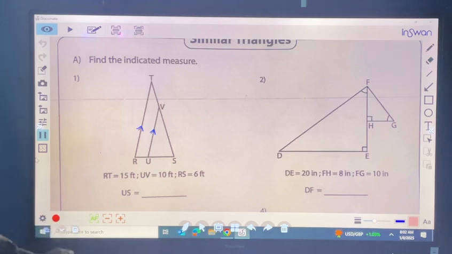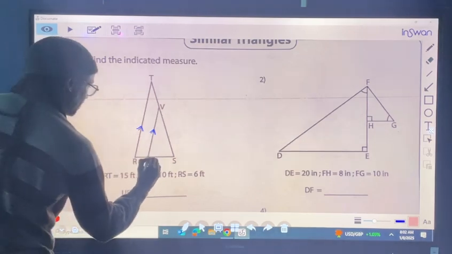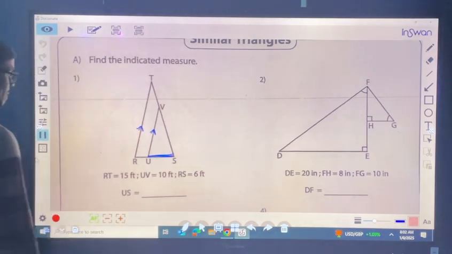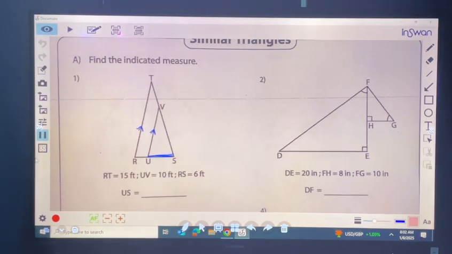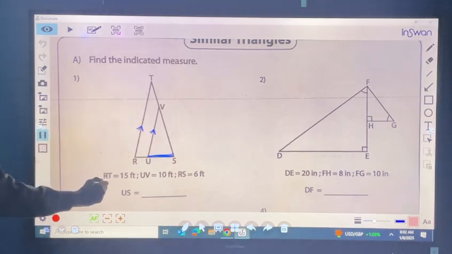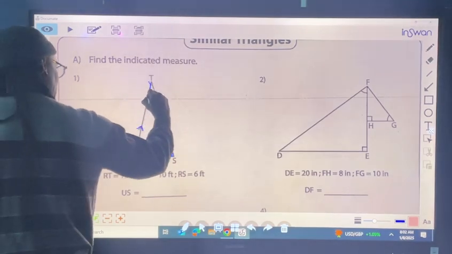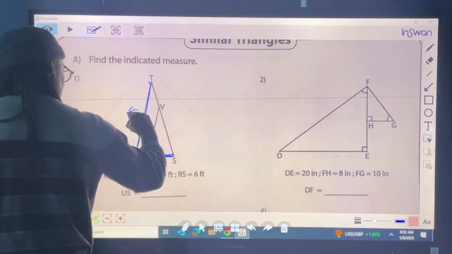So let's see what everything they gave us is. We gotta find this distance here. We gotta find that distance. And remember, everything is chopped in thirds. 1/3 and 2/3 is usually what we got. So what did they give us? They gave us RT. So this entire line here is 15.